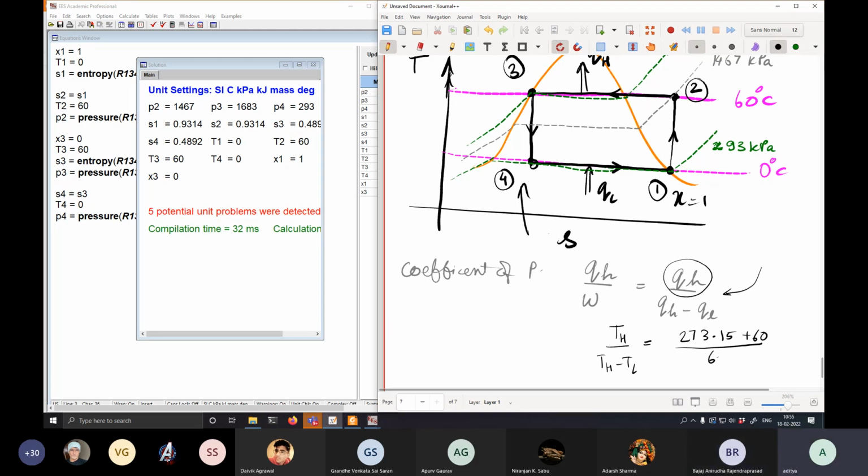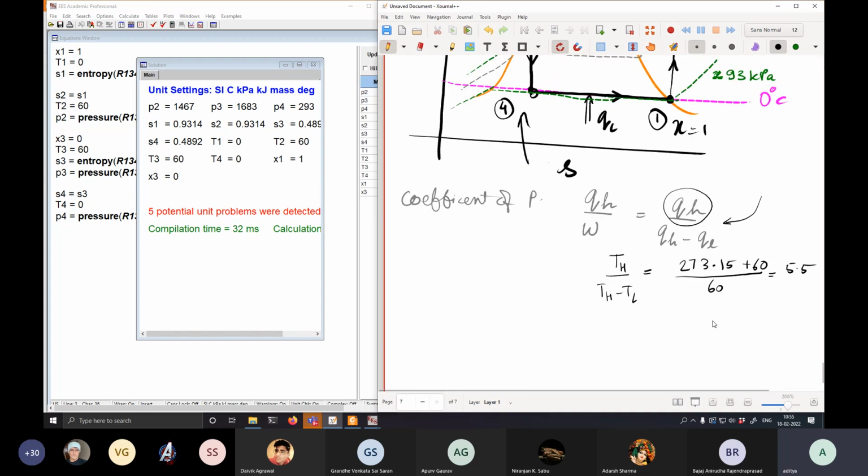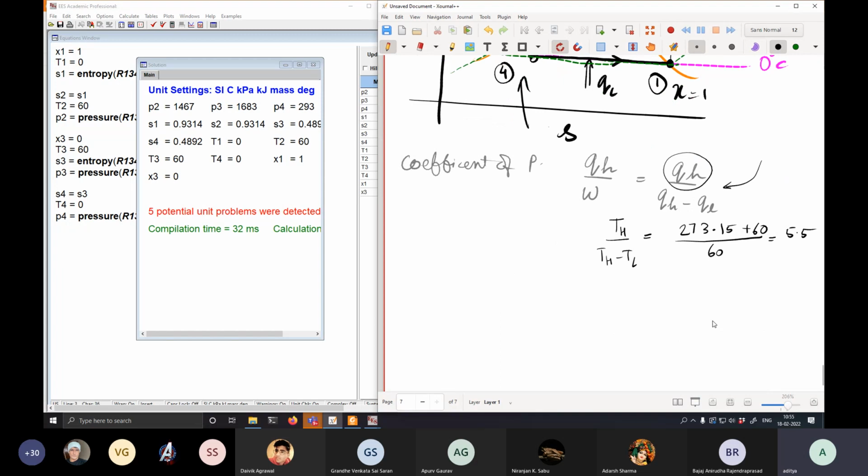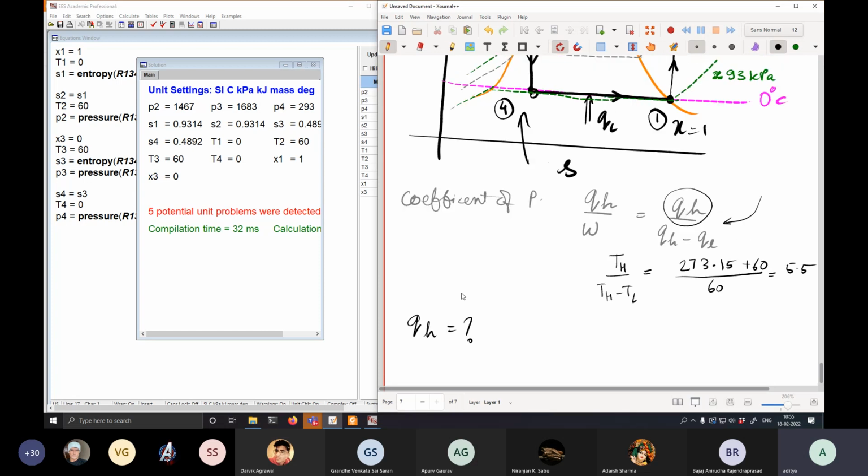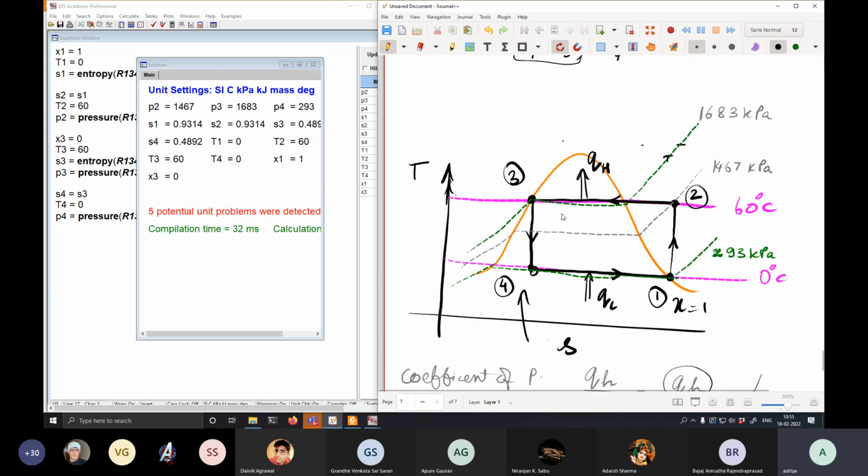60. So what is this fraction? 5.5 something, no? In the book it is given 5.5. Okay, 5.55. Now let us undertake the task of finding out what QH is. What is QH in this?